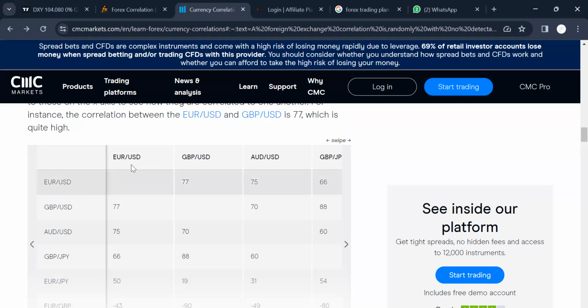So someone who trades EU and another person trading AU may be profitable many a time at the same time because they are positively correlated. Then you can even take this one too. Someone who trades EU can also equally trade this one. You understand? Pounds too, you see. So that is the same.